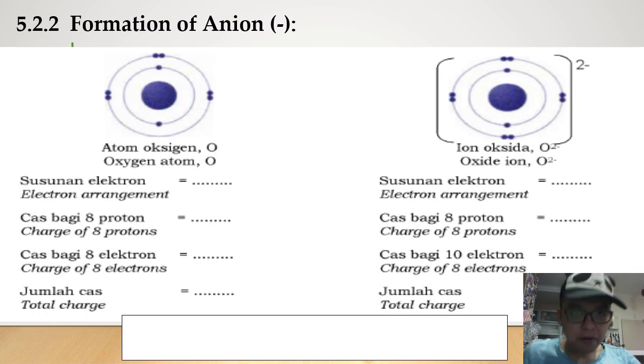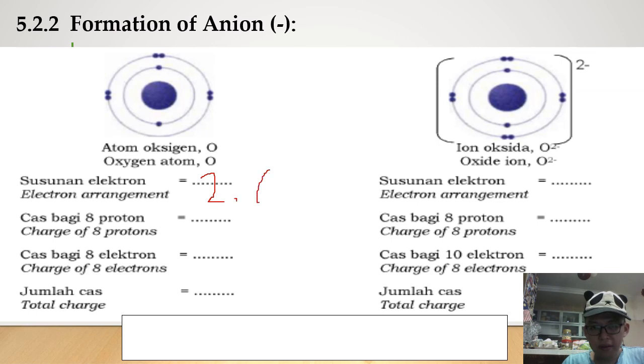Formation of the anions, negative charge. We will use the example oxygen atom. Oxygen atom have the 8 protons, so the electron arrangement will be 2.6. So the charge for the 8 proton will be positive 8. The charge for the electron will be negative 8. Total 0 charge. How about the oxide ion?